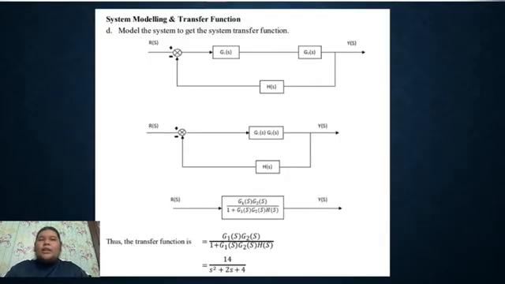Next, I will show the system modeling and transfer function for part D. This is our system modeling, and after we solve this equation, we get G1(s)G2(s) over 1 plus G1(s)G2(s)H(s) over s. And for the final value, we assume the transfer function as 14 over s squared plus 2s plus 4.